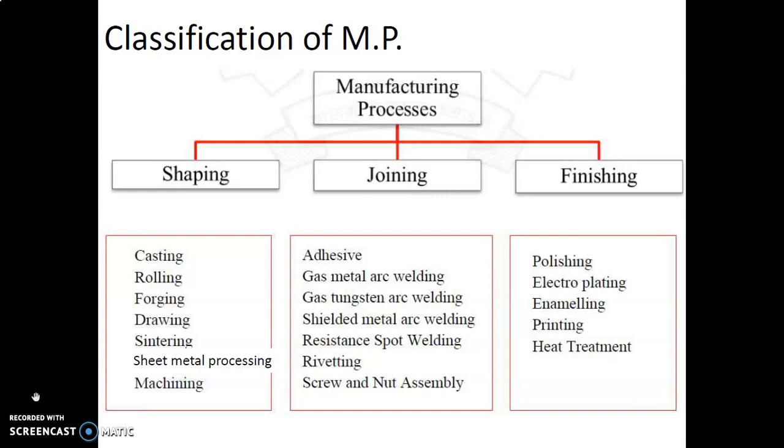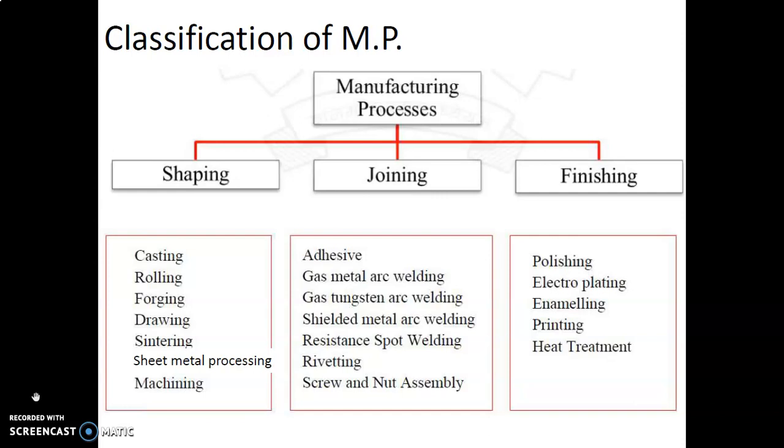In continuation to that, today we will discuss the classification of the manufacturing process. Manufacturing processes are basically classified into three categories. First one is shaping, second is joining, and third one is finishing. Shaping: what exactly are we doing? We are creating a new component from the raw material.